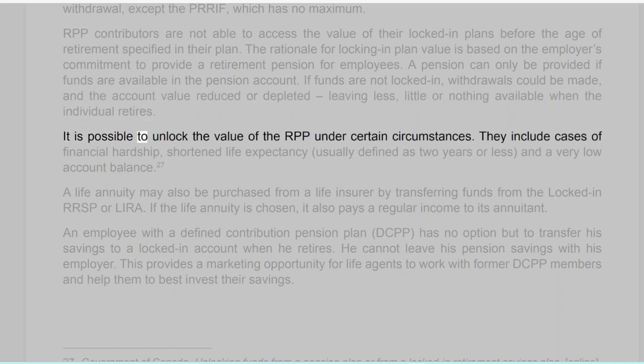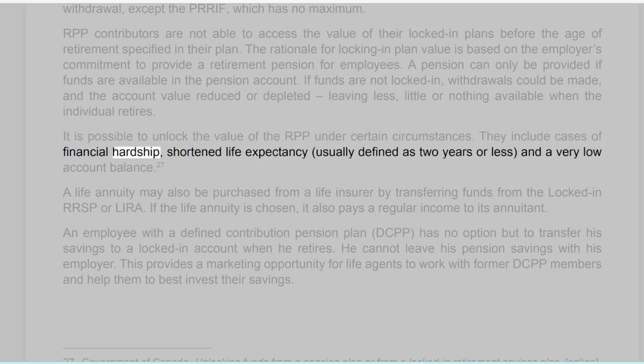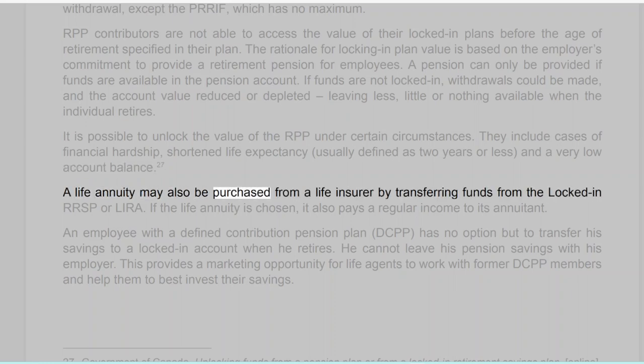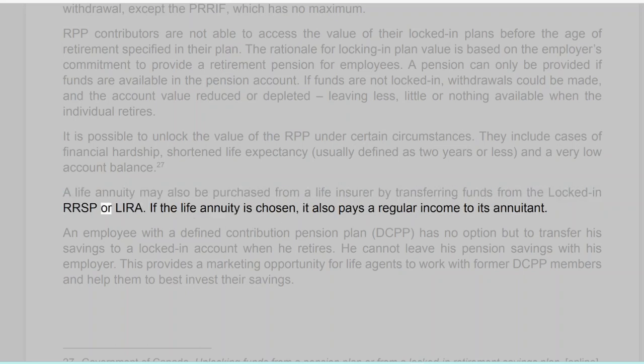It is possible to unlock the value of the RPP under certain circumstances. They include cases of financial hardship, shortened life expectancy, usually defined as 2 years or less, and a very low account balance. A life annuity may also be purchased from a life insurer by transferring funds from the locked-in RRSP or LIRA. If the life annuity is chosen, it also pays a regular income to its annuitant.